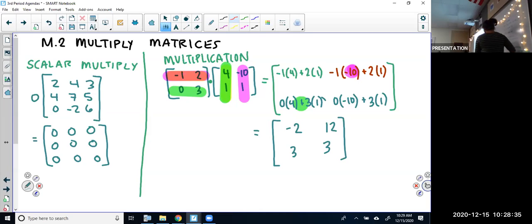-2, 12, 3, 3. So does the commutative property apply to this? If I switch them around, would it change anything? It would. So multiplying matrices is not commutative. We've done 2 times 3 is equal to 3 times 2. They're both 6. That does not work for matrices. Matrices are the first example of something that is not commutative.